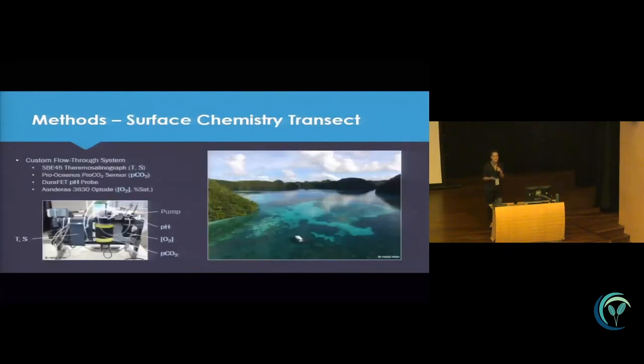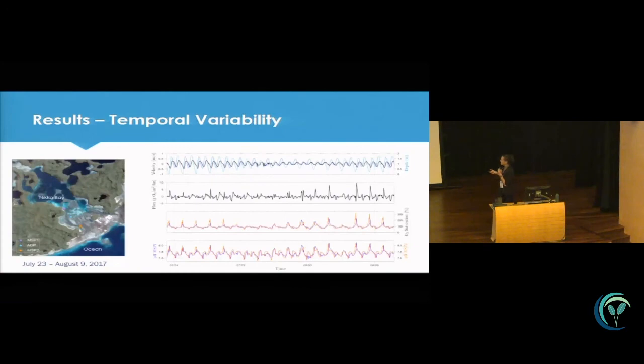In addition to getting better temporal resolution on how chemistry might be changing in this seagrass bed, we also wanted to see what the spatial variability might look like along the surface. To do this, we used a custom-built flow-through system aboard a small vessel, and our flow-through measured temperature and salinity with a thermosalinograph, pCO2, or the concentration of carbon dioxide, pH and oxygen, both in this sampling cup, and then we had just a consistent pump going so that we had continuous data as we moved across the seagrass bed.